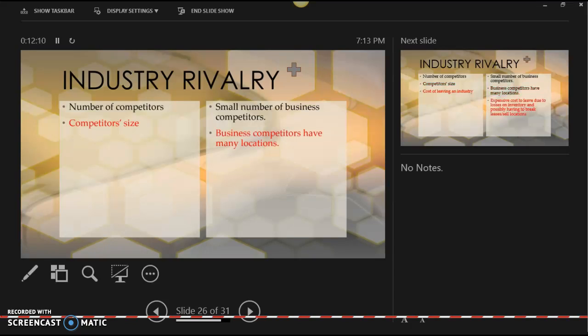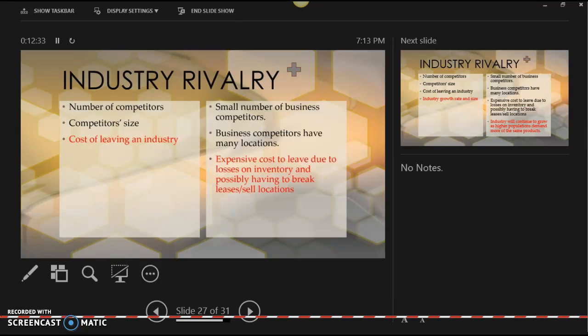The competitor size. Business competitors have many locations. So it's going to be difficult to only have one location and draw in people from there. I'm going to have to grow the business before I can stop worrying about people being able to find a Hobby Lobby or Home Depot on every corner.